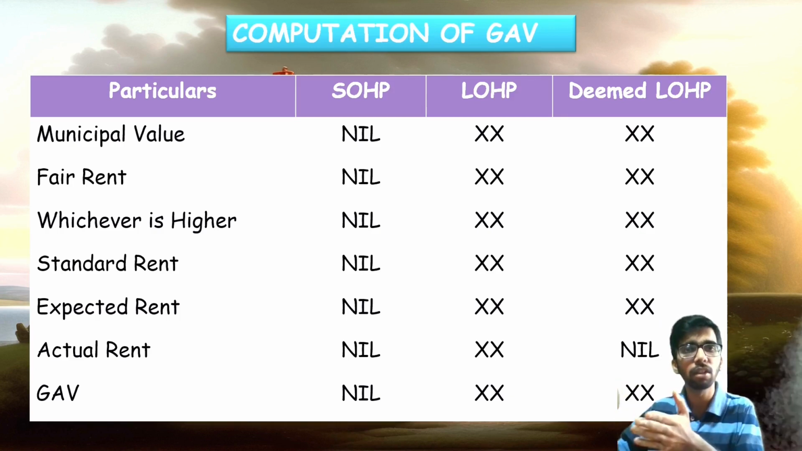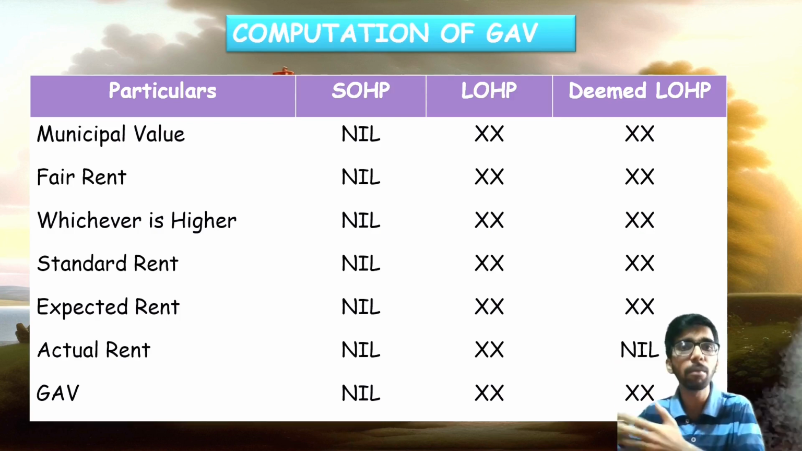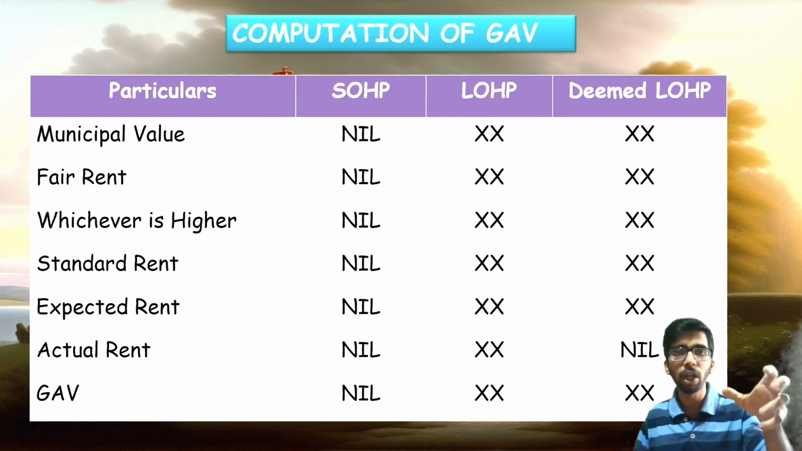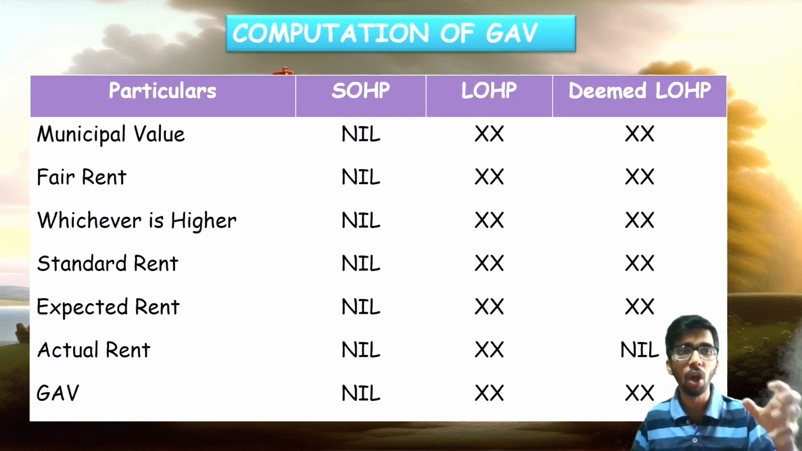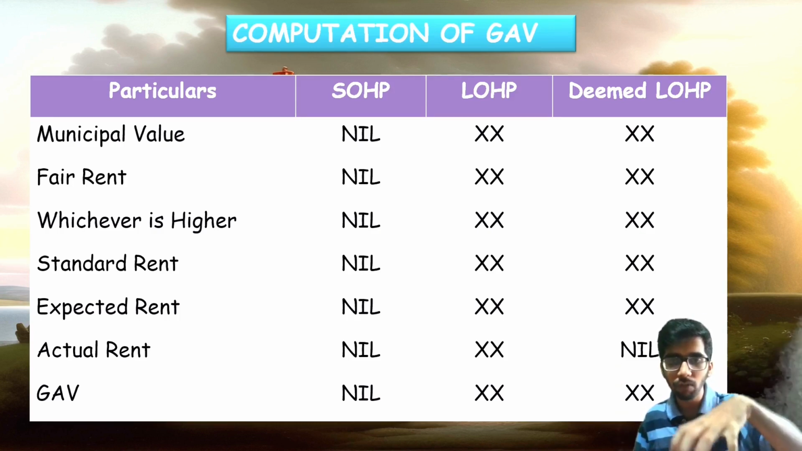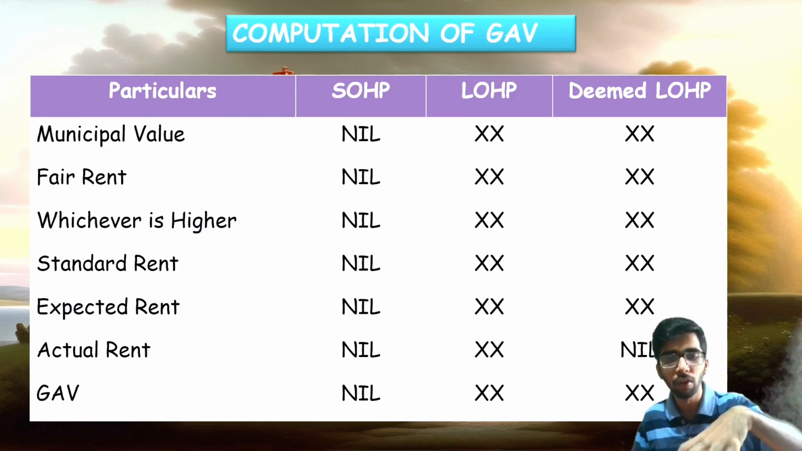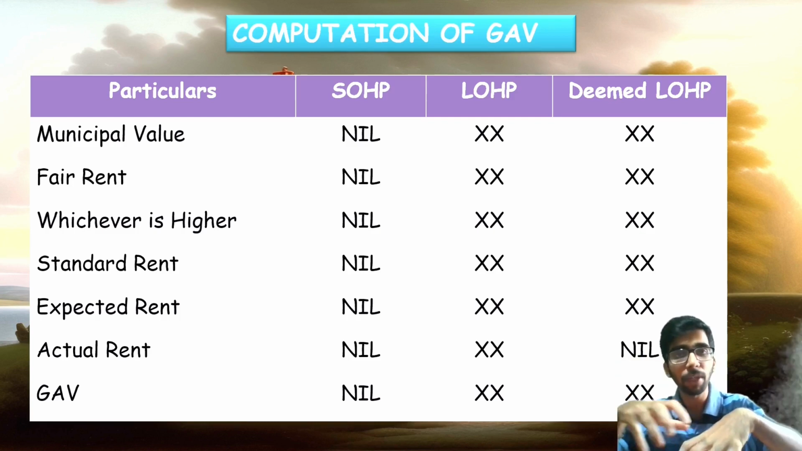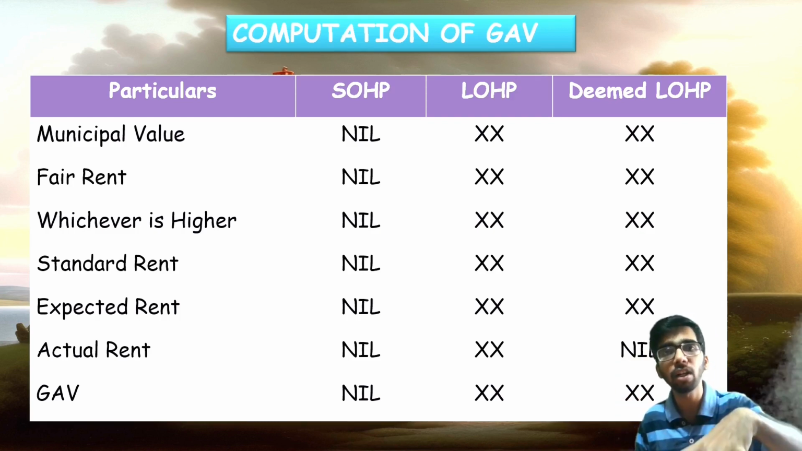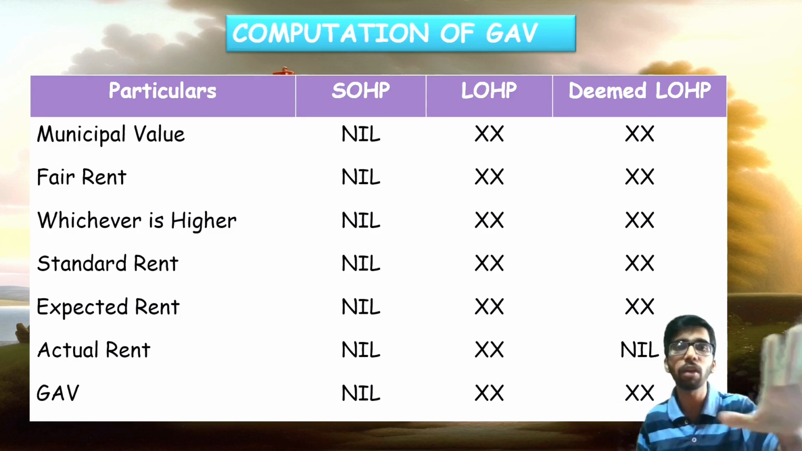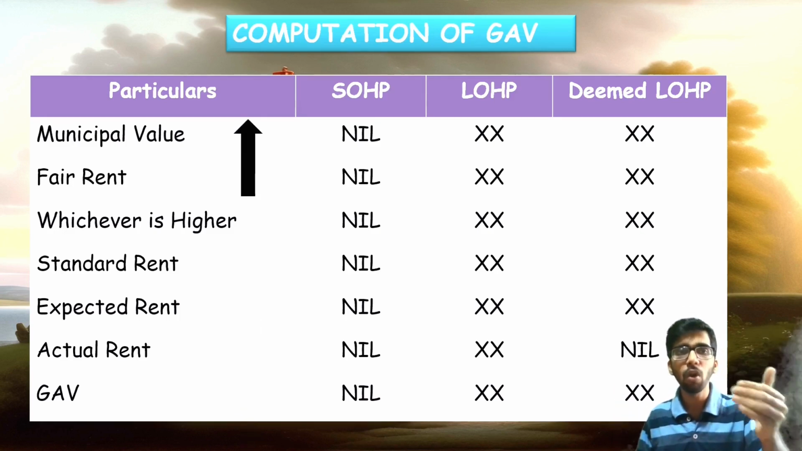Next, we discuss the LOHP and deemed LOHP. First, municipal value, the value determined as per the municipality record, or fair rent, the rent of a house property in the same location apart from your house. If a nearby house property is rented out, the rent of those other house properties is your fair rent. Municipal value or fair rent, whichever is higher, is the third step, which is always nil for SOHP.